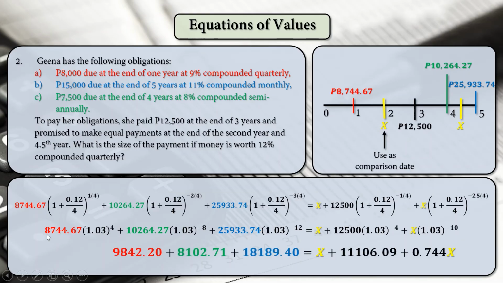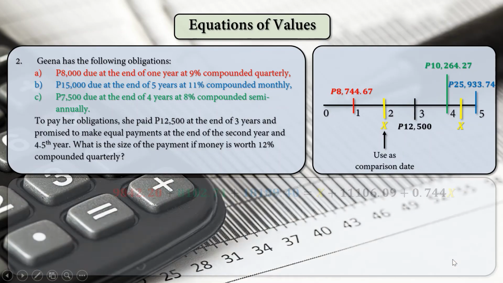And then, the first quantity will be 9,842 pesos and 20 centavos. And the second one will be 8,102 pesos and 71 centavos. The third one will be 18,189 pesos and 40 centavos, equal to our X as a single payment, plus 11,106 pesos and 9 centavos, plus 0.744 times X. So this quantity is equal to 0.744, and then multiply natin by X.